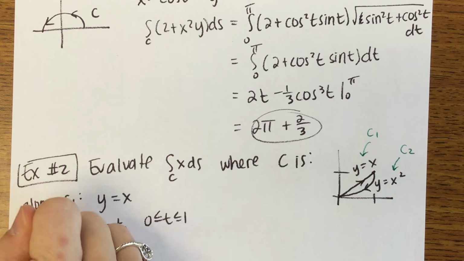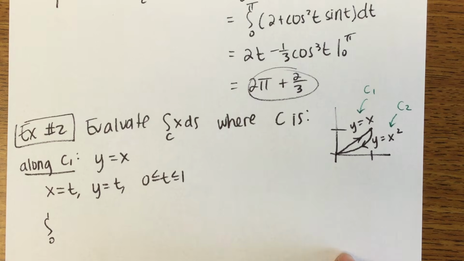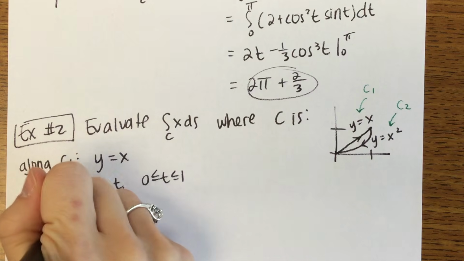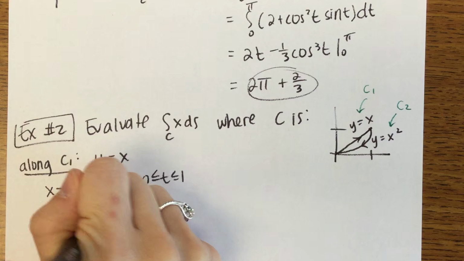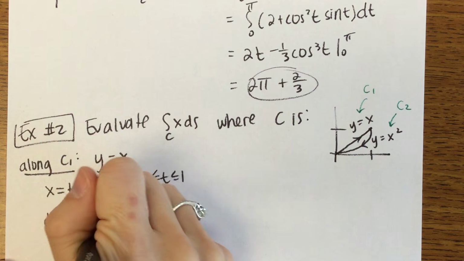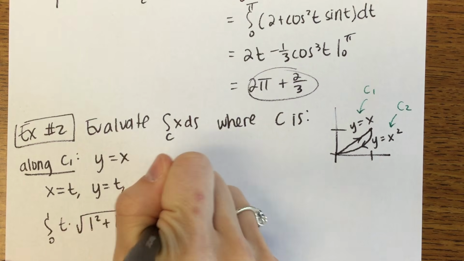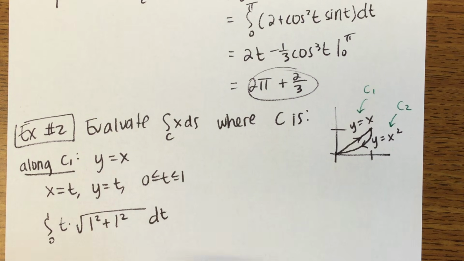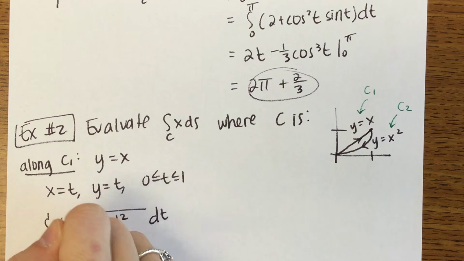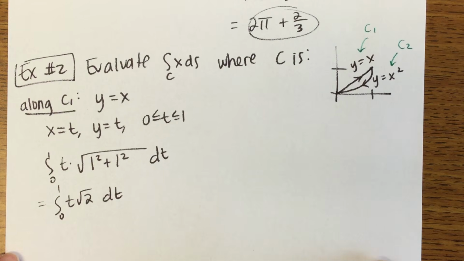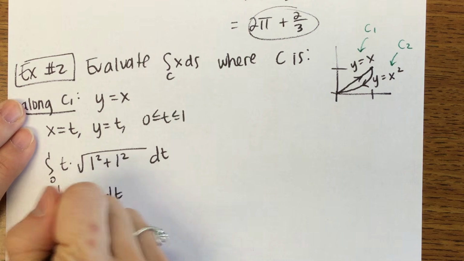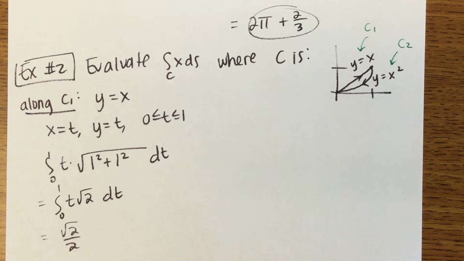So this then will be the integral from 0 to 1. X is t. We have the square root of dx dt squared plus dy dt squared dt. So this is 0 to 1 of t root 2 dt, which is root 2 over 2. So that's the first one.